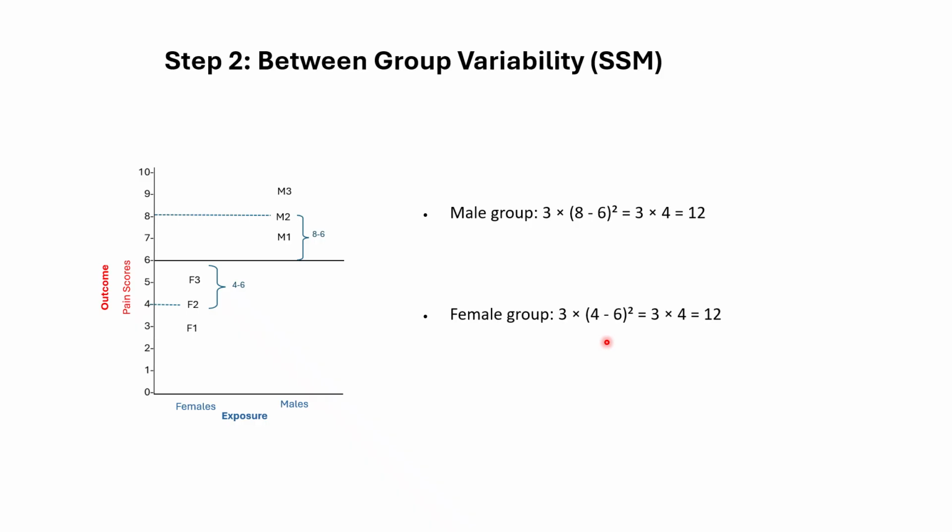So the total variability within the female group is 3 times 4, because there were 3 participants there. So 3 times 4 is 12. Now, the between group variability is simply the sum of the variability in the male group and that of the female group, which is 12 plus 12, equal to 24. So our SSM, or model sum of squares, or between group variability, all of them are the same, is 24.